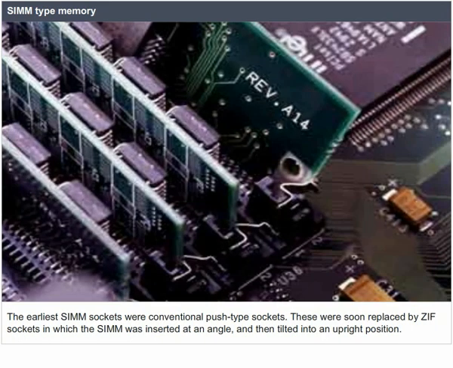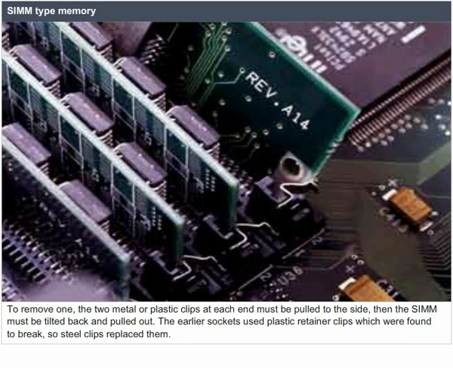The earliest SIMM sockets were conventional push-type sockets. These were soon replaced by ZIF sockets, in which the SIMM was inserted at an angle and then tilted into an upright position. To remove one, the 2 metal or plastic clips at each end must be pulled to the side, then the SIMM must be tilted back and pulled out. The earliest sockets used plastic retainer clips which were found to break, so steel clips replaced them.